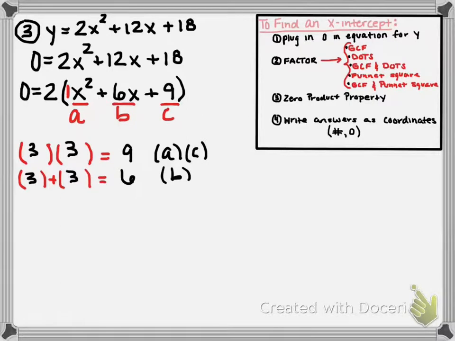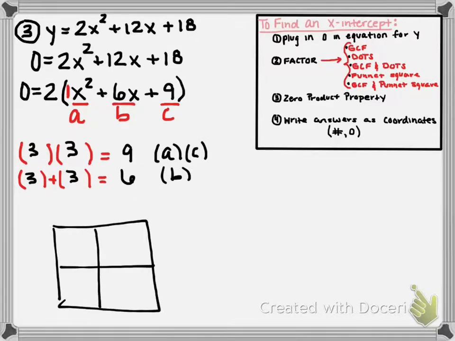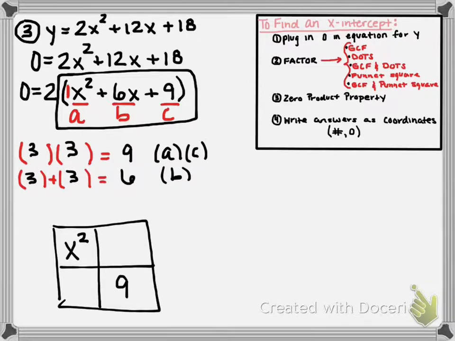So I can go ahead and make my Punnett square. My first box gets the first term, but remember that we pulled out the greatest common factor in the beginning. So we are using our new equation up here that we already factored out, our GCF, in our Punnett square. So my first box is going to be that new x squared, and the last box is going to be that new 9. And then inside of my 2 boxes go my magic numbers, 3x and 3x.